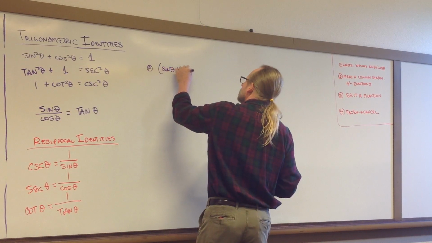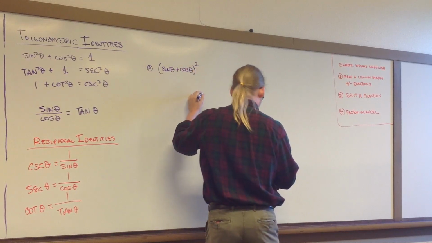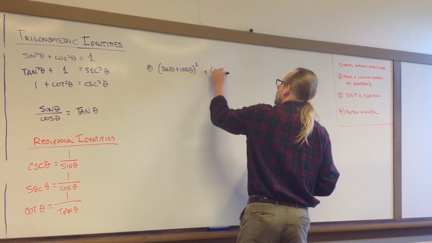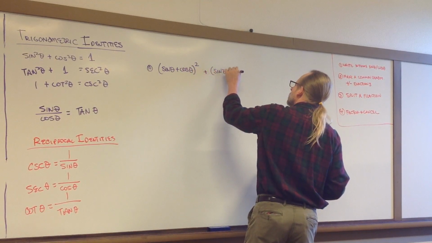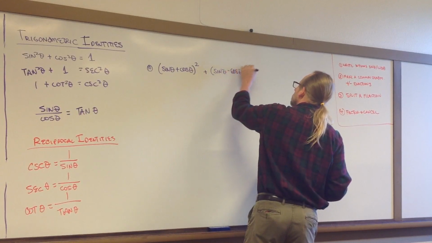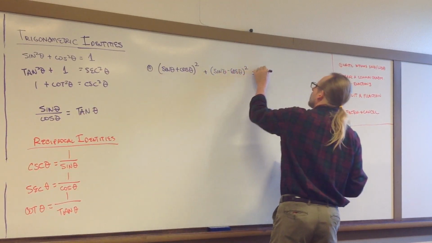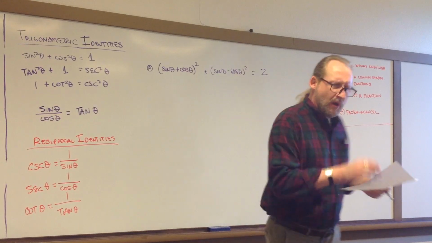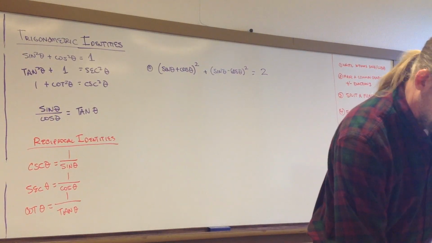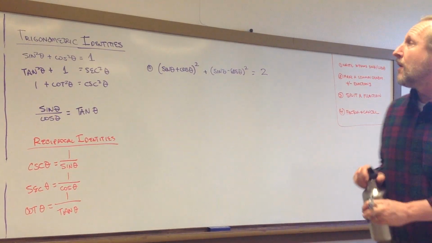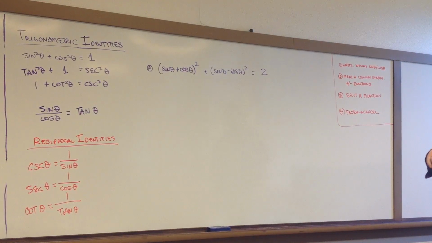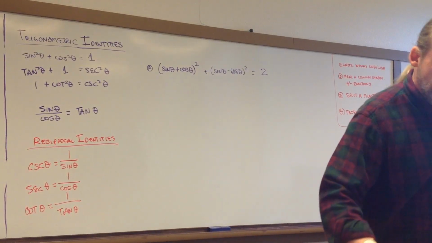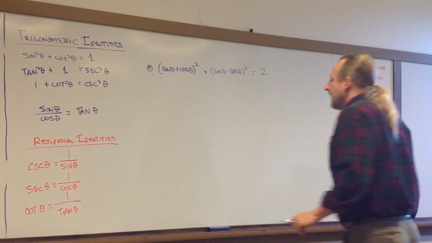Sine theta plus cosine theta all squared, and then sine theta minus cosine theta all squared. And this is supposed to be equal to 2. All right, so there's no shortcut that I can think of here. We need to square these out, okay?